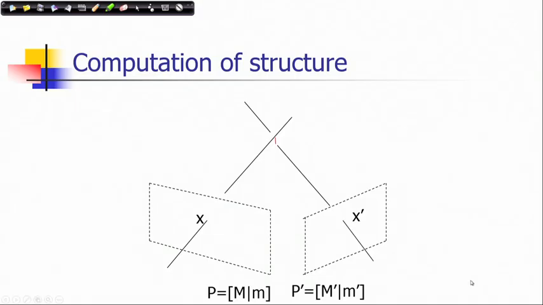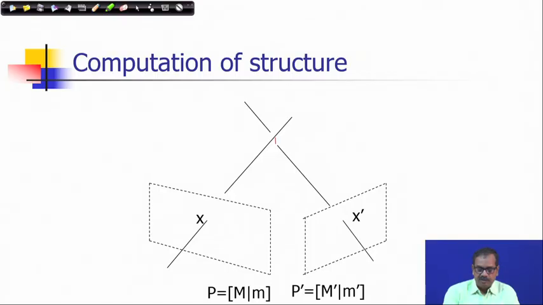So, let us consider how we are going to compute the scene point. You have projection matrices P and P prime, shown in a very generic form. P is given by the submatrix capital M and the vector small m, and the other one is given by M prime and small m prime. And we have shown the pair of corresponding points as x and x prime.